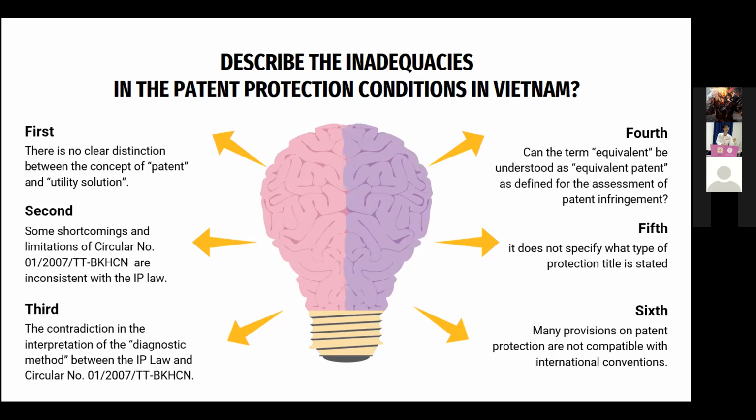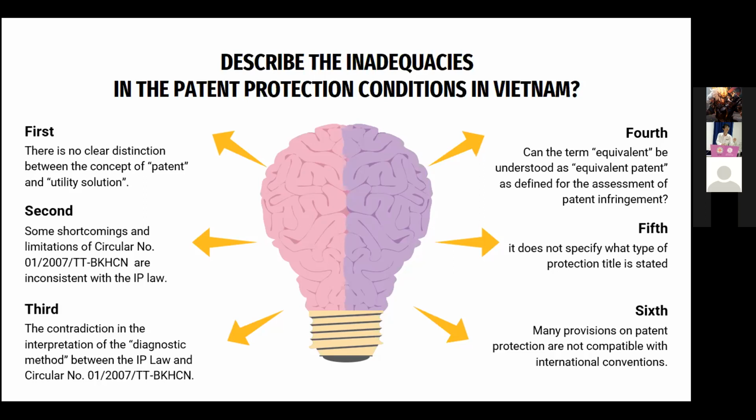For point p, clause 5, Article 25 provides for the assessment of novelty. First, two technical solutions are considered identical when all the basic features are equivalent. Second, two technical solutions are considered similar when most of the basic features are identical or equivalent. Can this term equivalent be understood as equivalent patent as defense for the assessment of patent infringement?